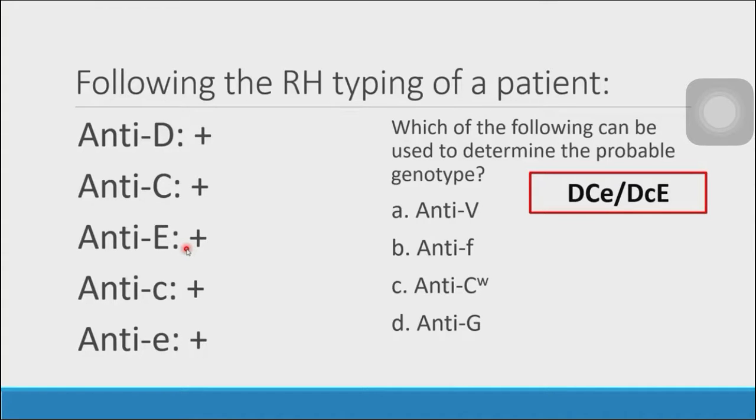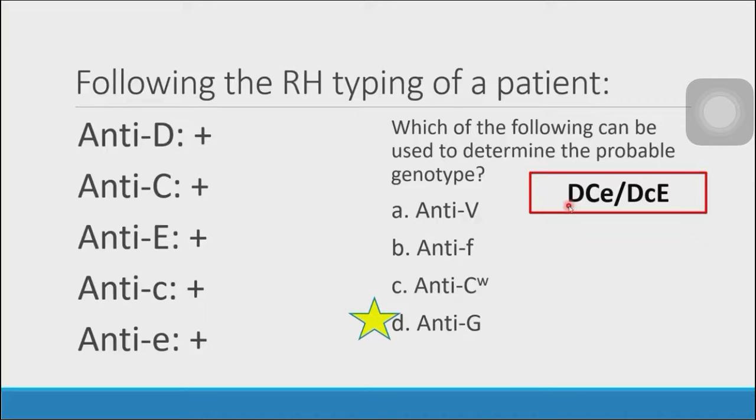Yung pinagpipilian natin anti-F and anti-G. Ano ulit yung anti-F? Anti-F agglutinates small c and small e. So may small c and small e ba dito? Wala. So si anti-G yung tamang sagot. Again, anti-G agglutinates the G antigen, and the G antigen is present on RBCs that are D positive and big C positive. So ito siya, may big D and big C. So ang gagamitin mo dito to determine the probable genotype is anti-G.